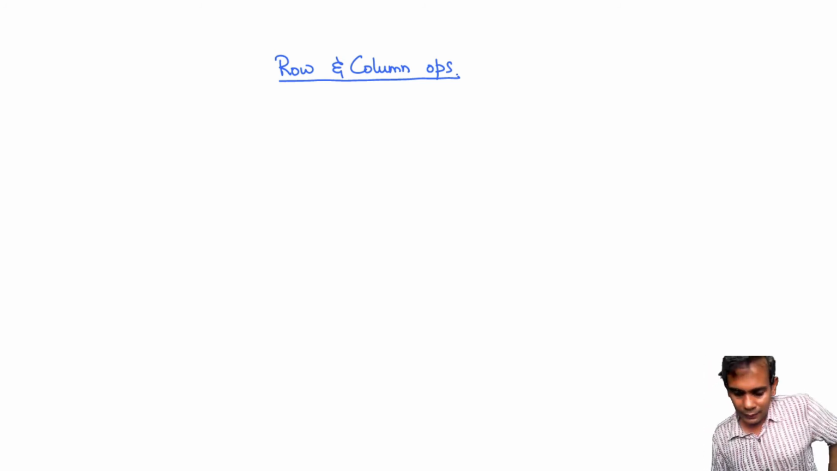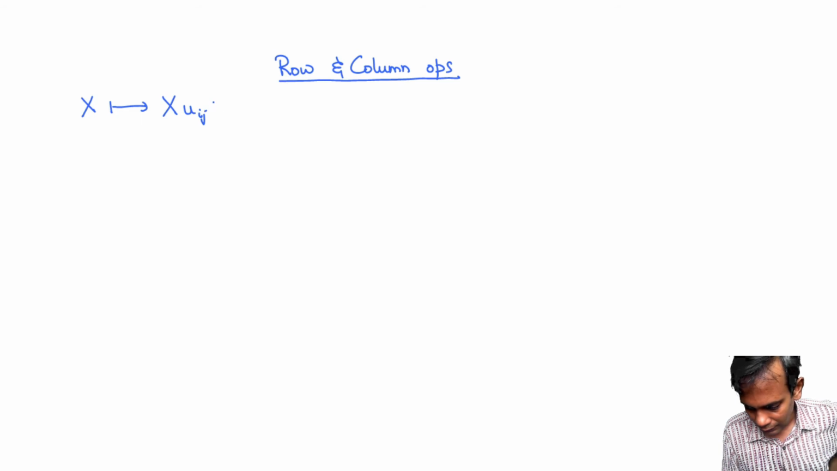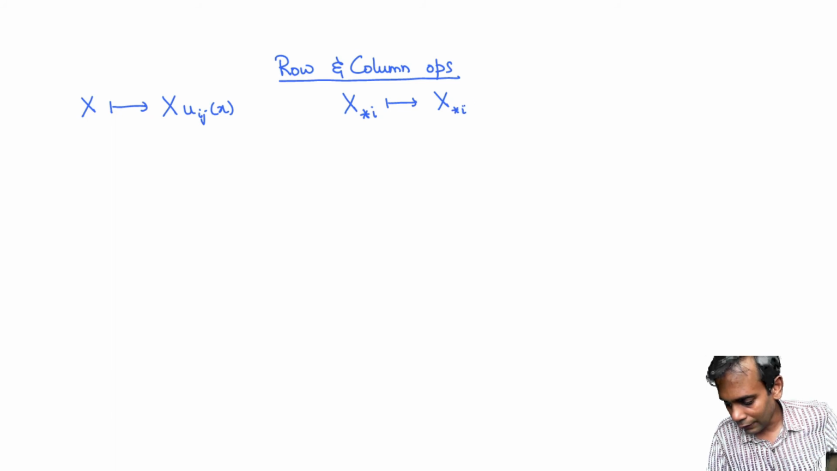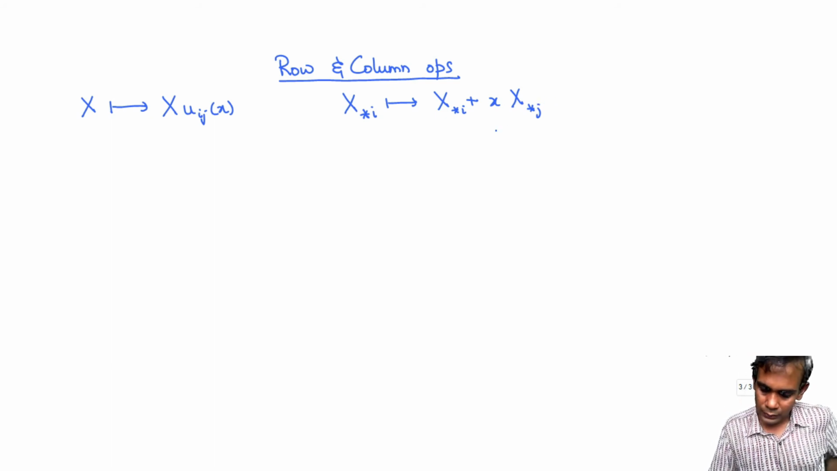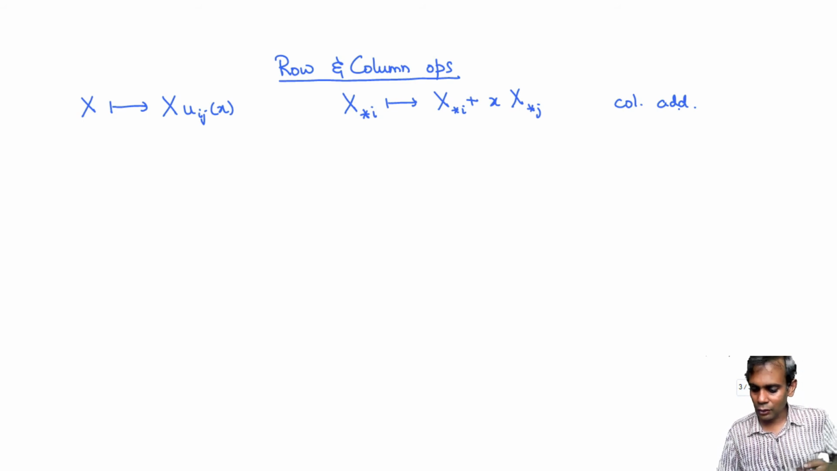Okay, so if I take a matrix X and replace it by the matrix X U_ij(x), then what am I doing? What I'm doing is taking the ith column of X and replacing it by the ith column of X plus x times the jth column of X. So it's a column addition operation. You take the ith column and add to it a multiple of the jth column.